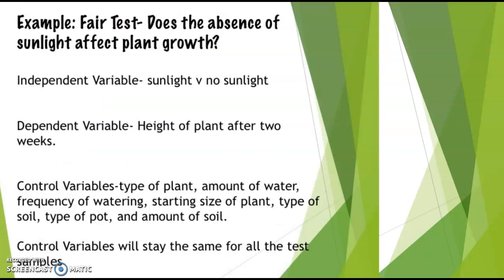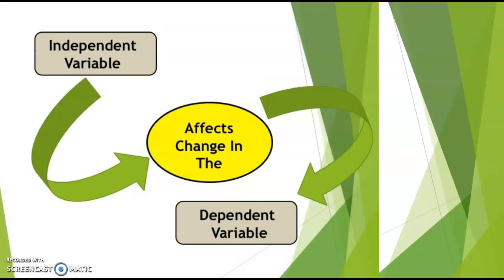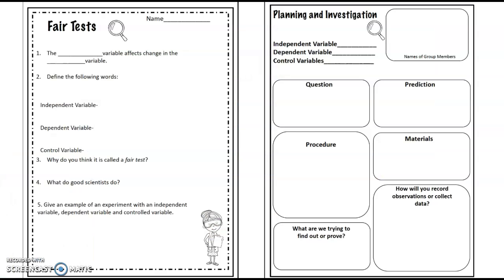So the very first thing that I want to talk to you about is conducting a fair test in science. So in science, there's variables. Whenever you do an experiment, there's variables. That's the thing that you're changing. You want to make sure you don't change too much, because if you change too much, you won't know what the effect was. So an independent variable is the thing that you're changing and it affects the change in the dependent variable.